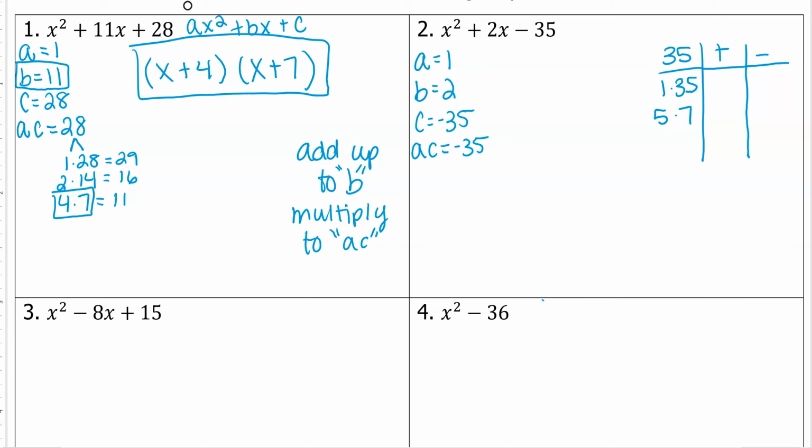So specifically what I want from this chart is I want a number that's going to be this, 2. The value of b. So let's go ahead and start by adding these two terms and then subtracting them. So 1 plus 35 is 36. And then I'm going to do the opposite. I'm going to go ahead and subtract big minus small. So 35 minus 1 is 34. And let's look here. 5 plus 7 is 12. And then 7 minus 5 is 2. So I noticed that I found the 2 that I needed.